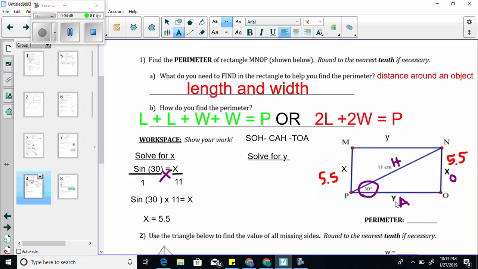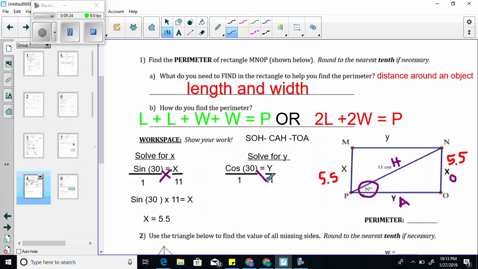Now I'm going to follow a similar process to solve for y. I'm looking at y, and my y is my adjacent side. So I'm looking for my adjacent over my hypotenuse. That's CAH, or cosine. I'm going to take the cosine of the angle, we always do it of the angle, equals y, adjacent over hypotenuse, and my hypotenuse is 11. Same thing, I can put this over 1 and cross multiply. So I have cosine of 30 times 11 equals y.